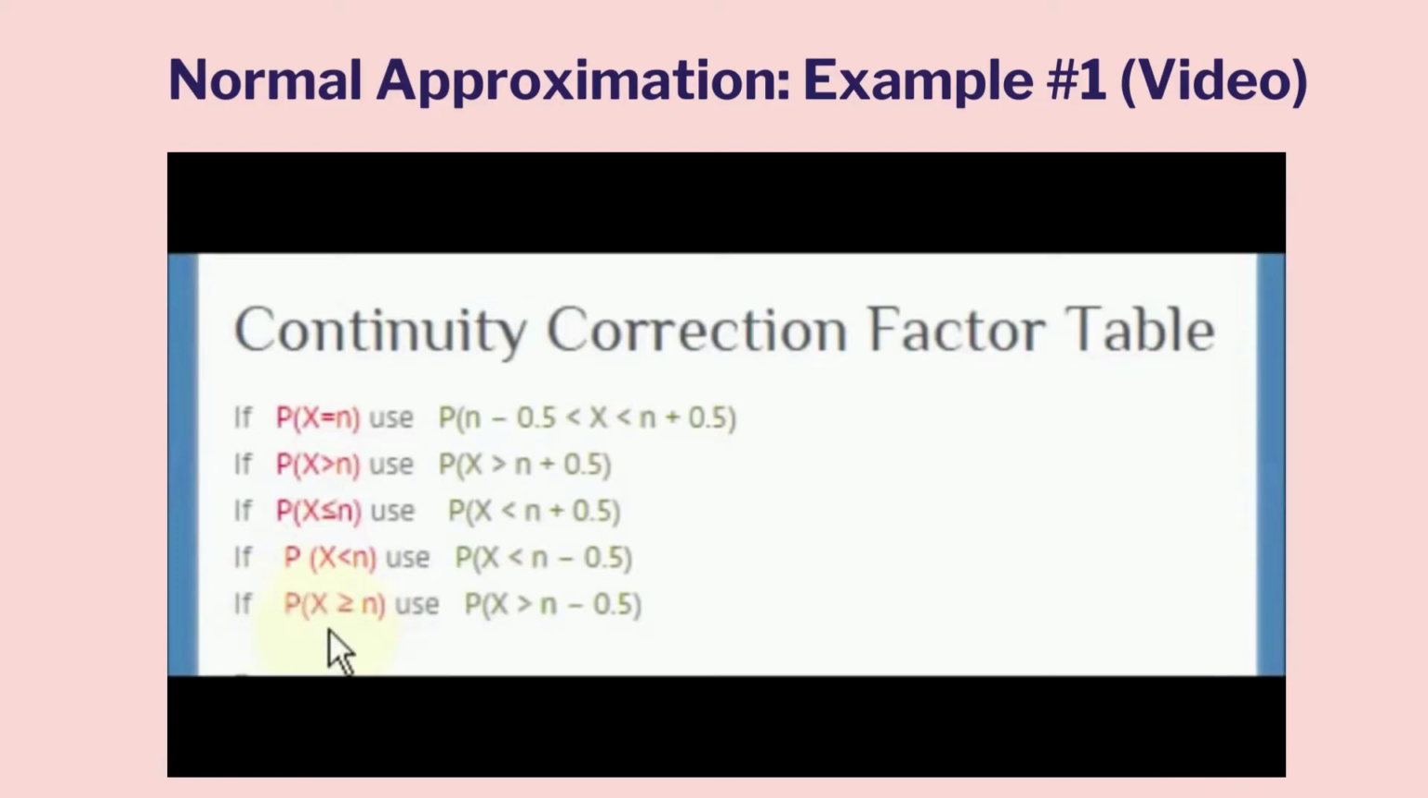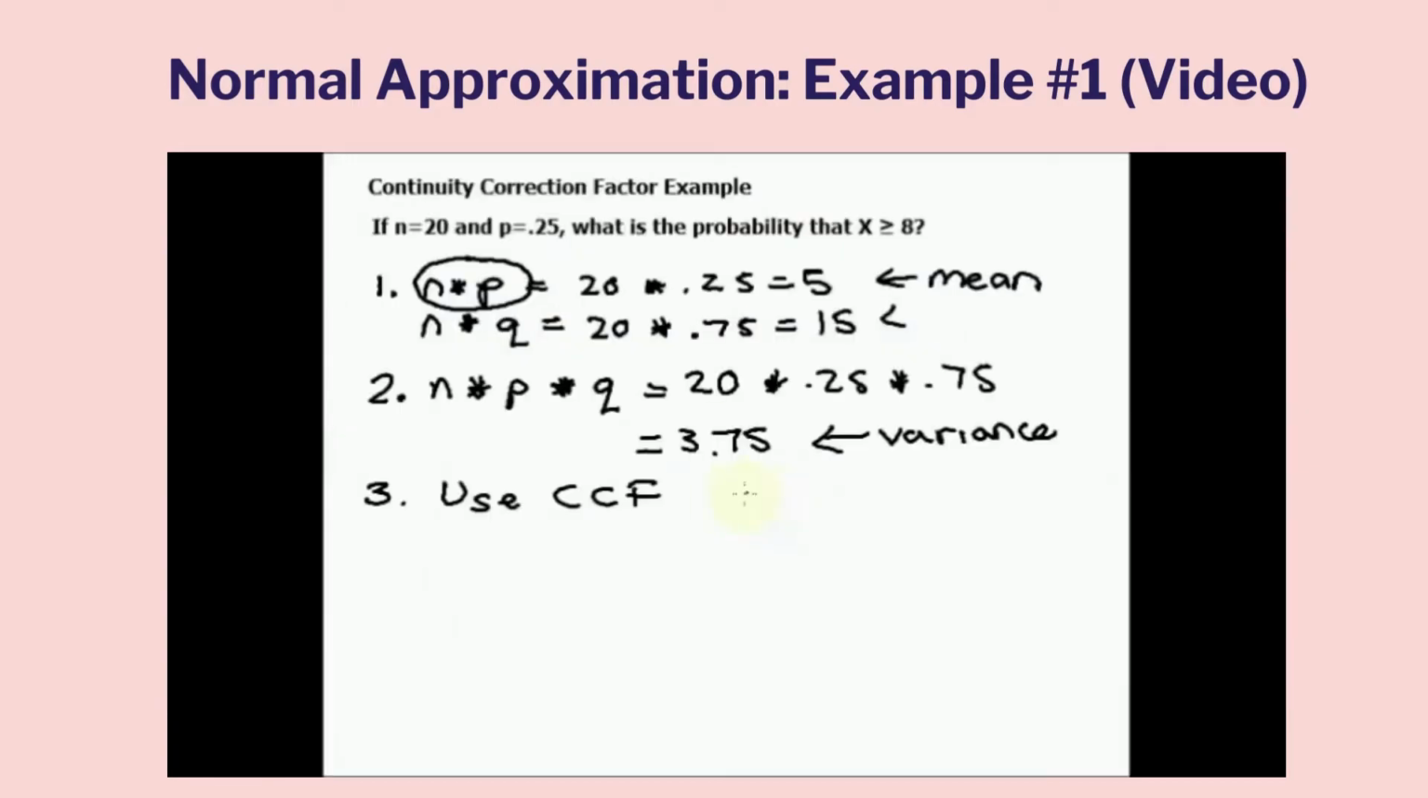So if I look here, the probability that x is greater than or equal to a number, then I'm going to subtract. With continuity correction, you're either subtracting or adding. In this case, I want to subtract. So I need to subtract 0.5 from my x value. My x value is greater than or equal to 8. So instead of 8, I'm going to have 7.5. So 8 minus 0.5 is 7.5.